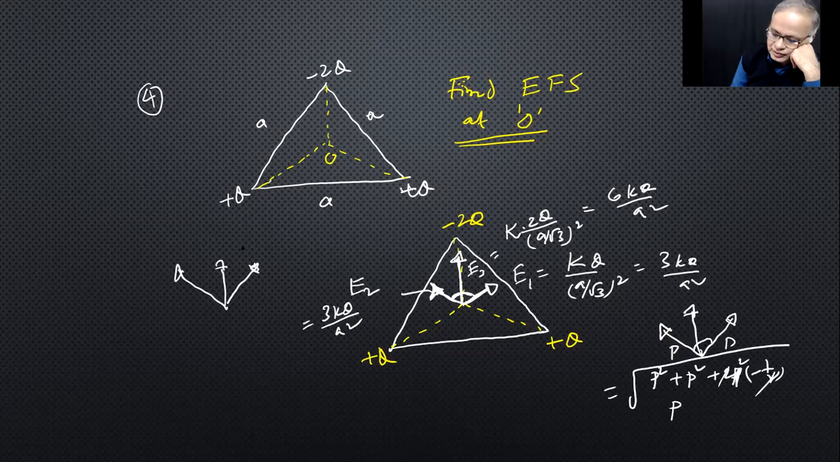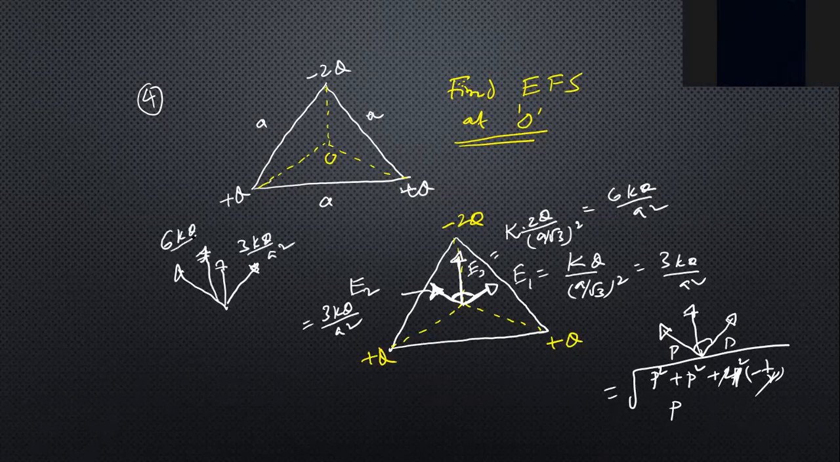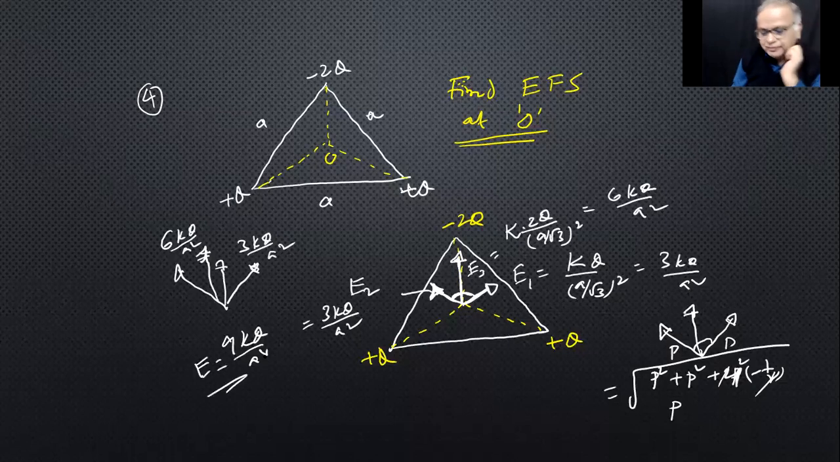How much? 3KQ by A square. And the third one is in the same direction, right? 6 KQ by A square. So you can add them. Is the resultant 9KQ by A square? So when you look at anything like this, don't say 0 like that. Now it will be 0.